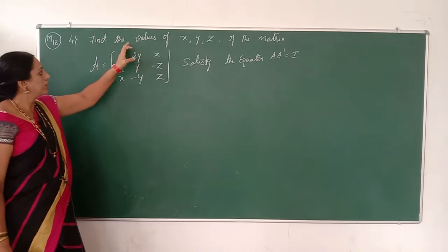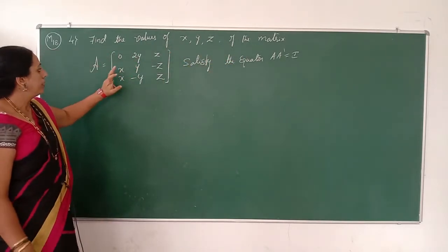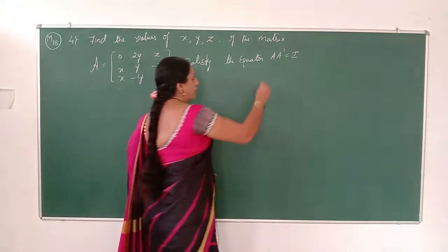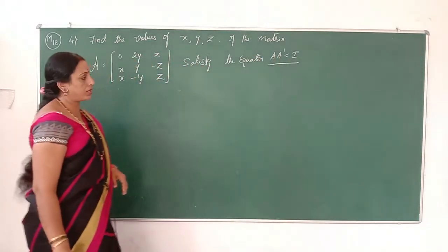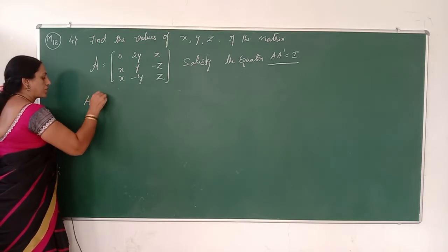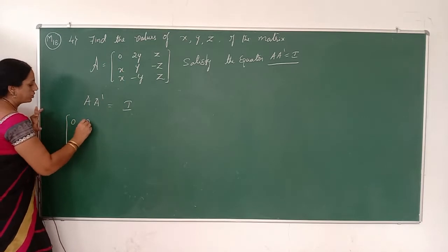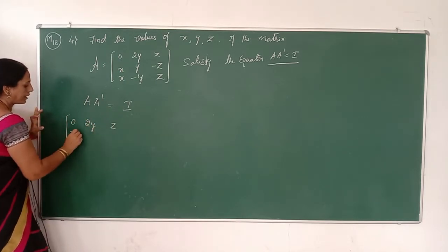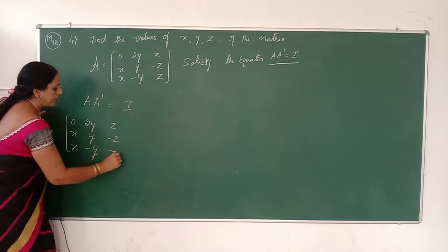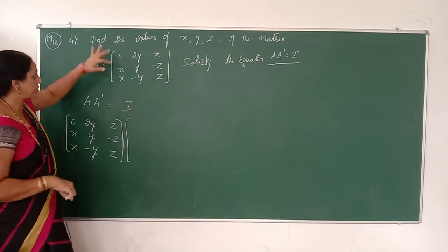Next one. Find the value of x, y, z if the matrix A equals 0, 2y, z; x, y, minus z; x, minus y, z satisfies the equation A dash A is equal to I. Now, first we will consider A dash A is equal to I, where A is nothing but 0, 2y, z; x, y, minus z; x, minus y, z, into A dash, meaning the transpose of that matrix.